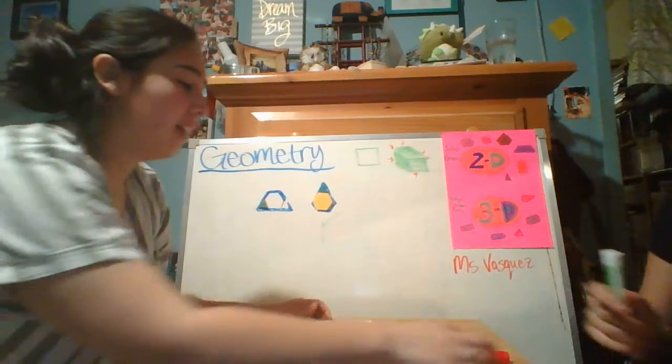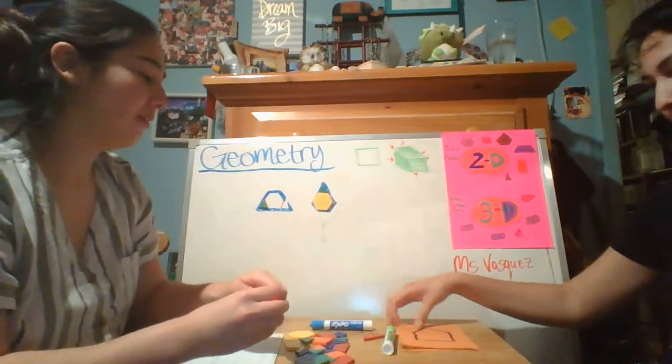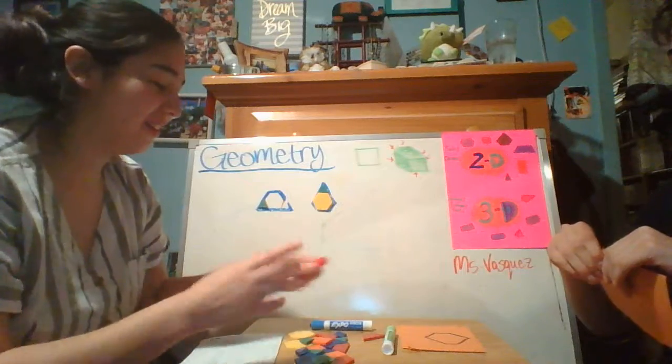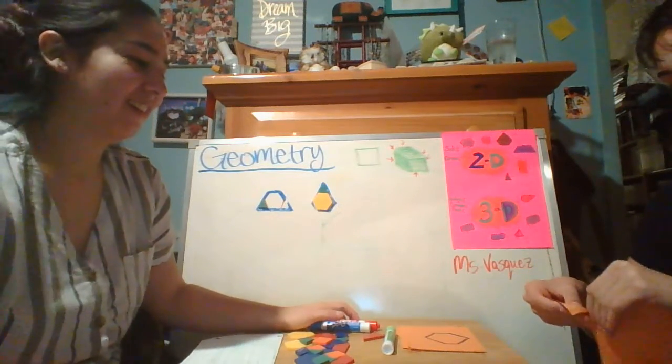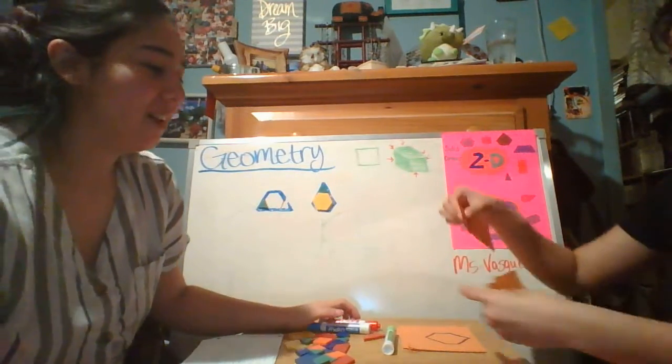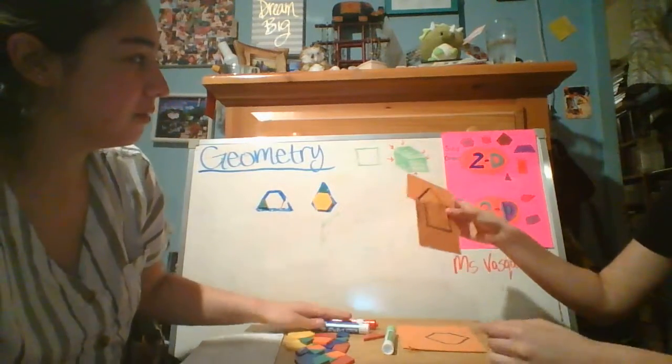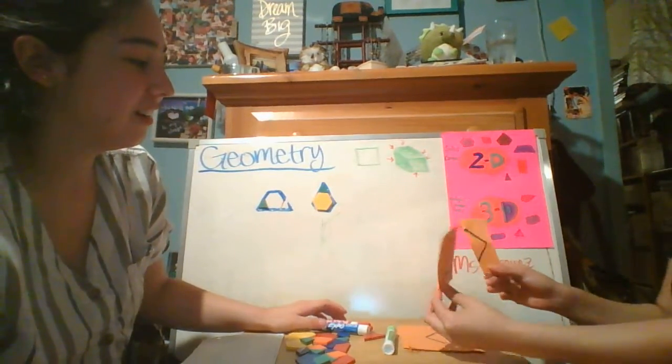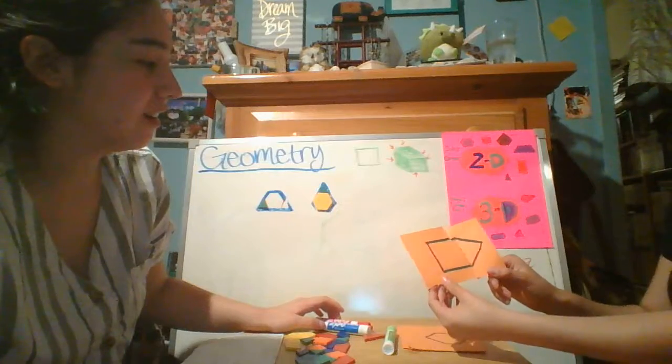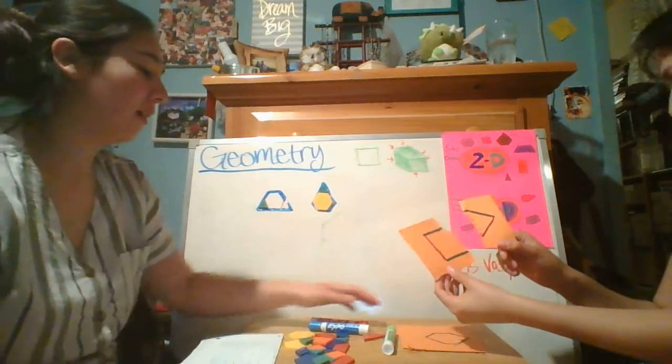If you can cut that for us in half, go ahead, rip it. Alright, and what 2 shapes do we have to make a pentagon? A square and a triangle. Okay. What about this one?